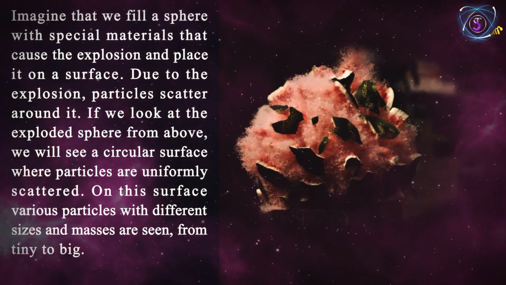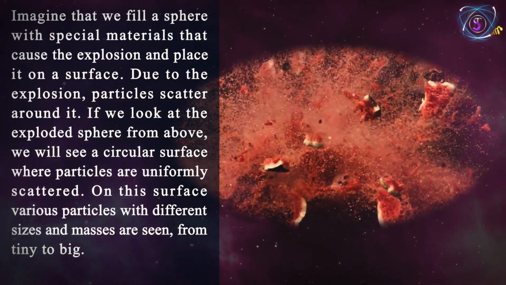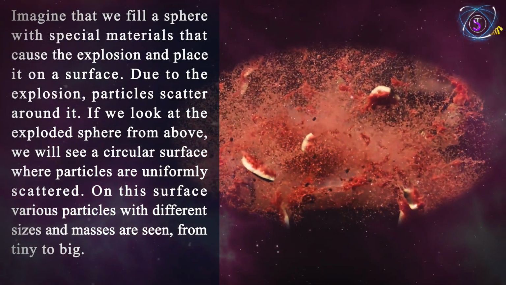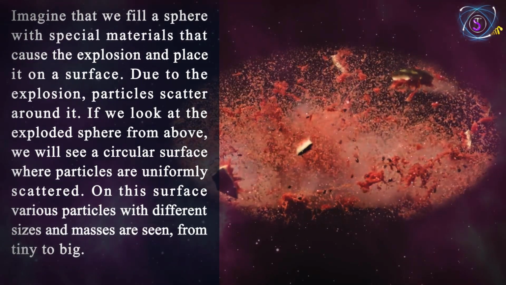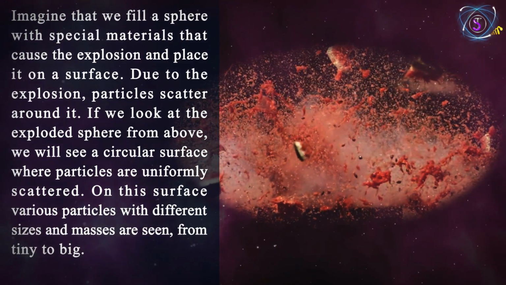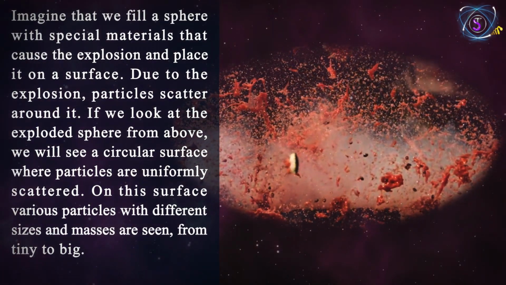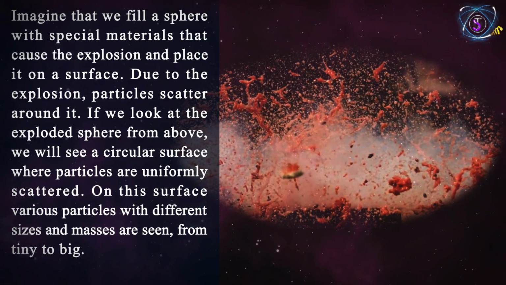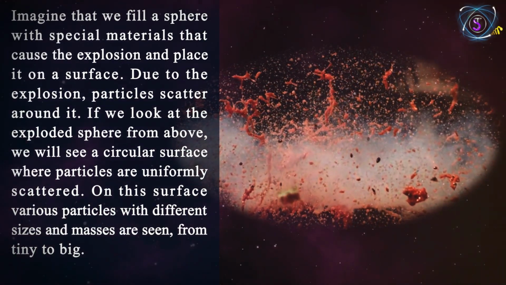Imagine that we fill a sphere with special materials that cause the explosion and place it on a surface. Due to the explosion, particles scatter around it. If we look at the exploded sphere from above, we will see a circular surface where particles are uniformly scattered. On this surface, various particles with different sizes and masses are seen, from tiny to big.